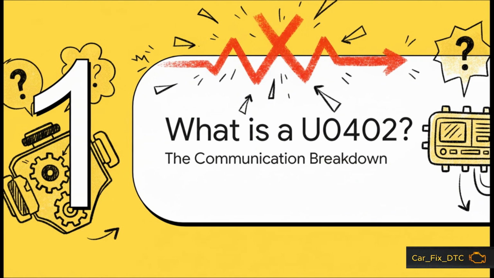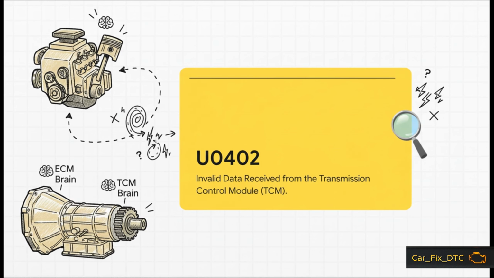So what's really going on here? Well, at its absolute core, this code is all about a communication breakdown. It's not necessarily pointing a finger at one single broken part. Instead, it's telling you there's a problem in how two really important parts of your car are talking to each other. See, your car isn't just one big machine anymore. It's got a bunch of different computers all working together. The main one, the big boss, is the engine control module, or ECM. That's the brain of the whole operation. But your transmission has its own brain, called the transmission control module, or TCM. So a U040 code simply means the main brain, the ECM, is listening to the transmission brain, and the message it's getting is, well, it's garbled, it's nonsensical, or it's just plain wrong.